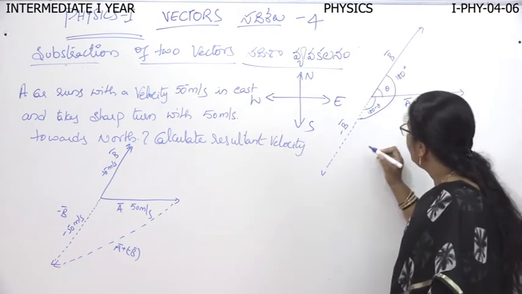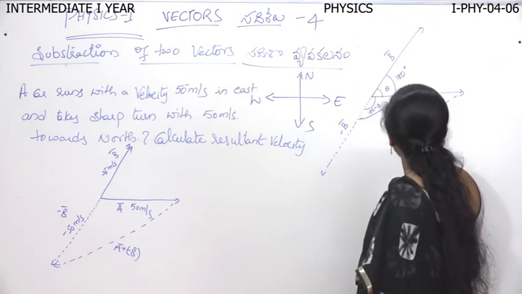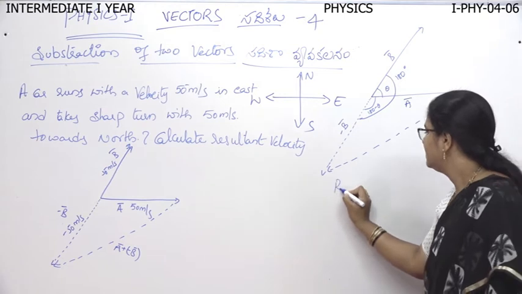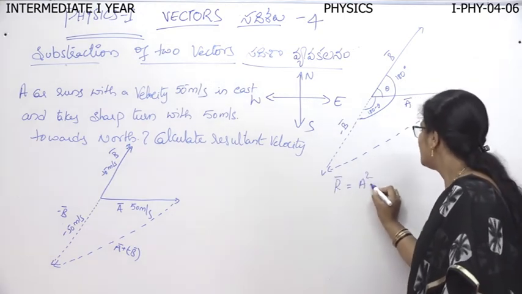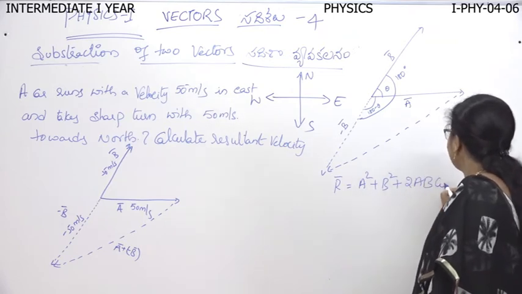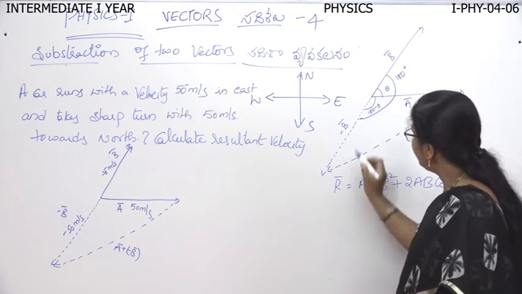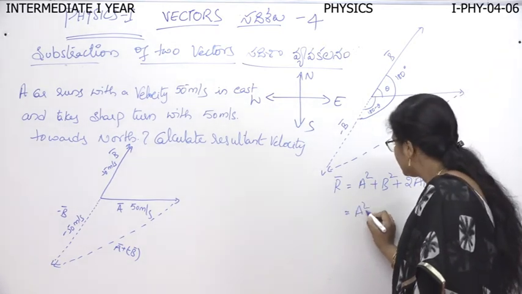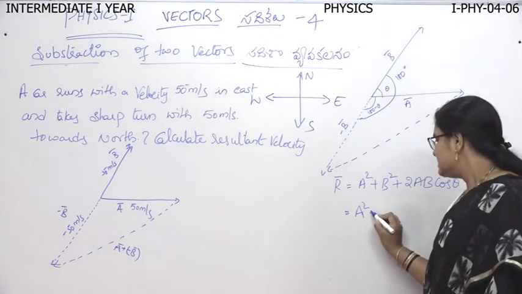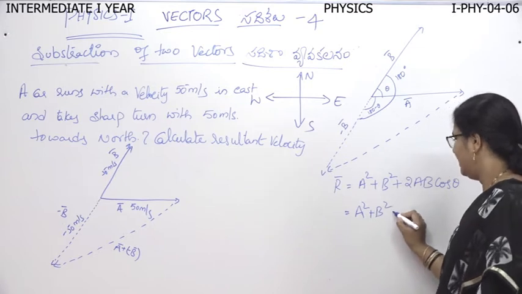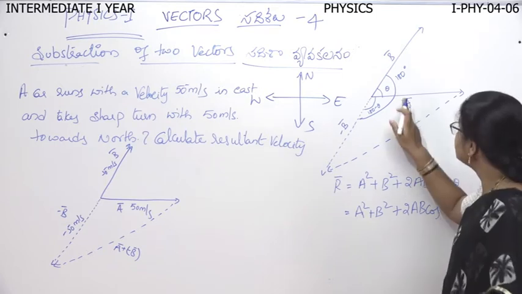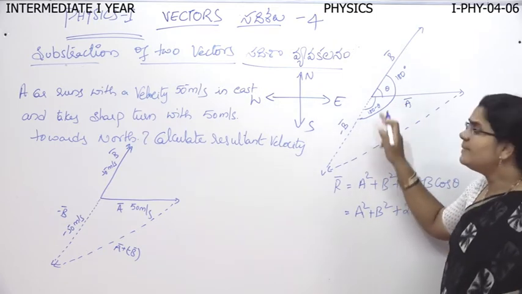Okay. Now, according to the parallelogram law of vector addition, what is the formula of the resultant? Resultant vector is a square plus b square plus 2ab cos theta. So what are the vectors here? A square, and I once again remind you, you should not consider the direction here. These are only magnitudes, right? So no minus, b square plus 2ab. Here, what is the angle between those two vectors? Here the angle becomes 180 minus theta.